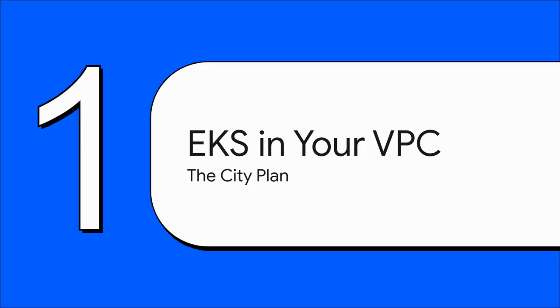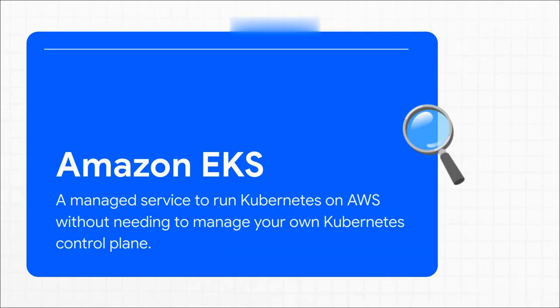Okay, so first, just a super quick refresher. Amazon EKS is simply AWS's managed Kubernetes service. The key thing to remember here is that AWS handles all the complicated control plane stuff for you, so you can just focus on your apps. You can think of it as Kubernetes that speaks fluent AWS.